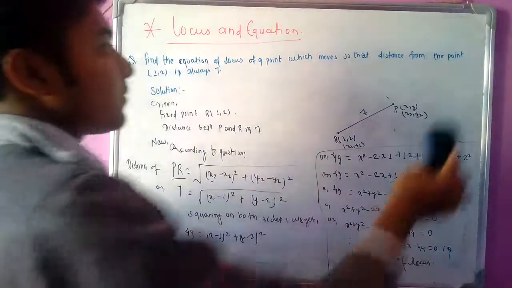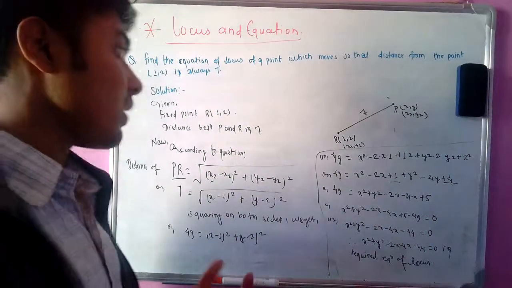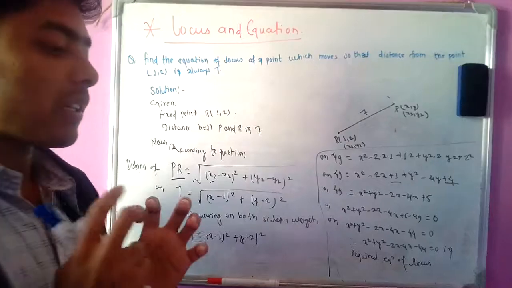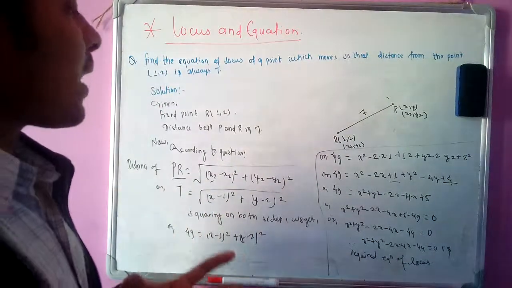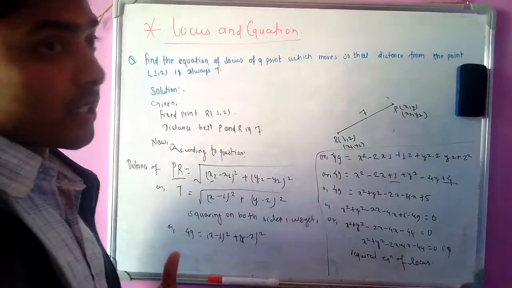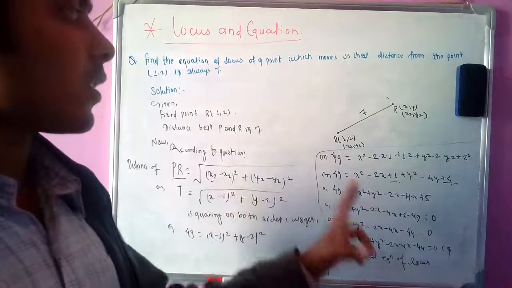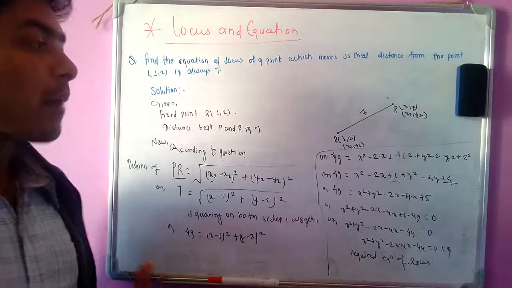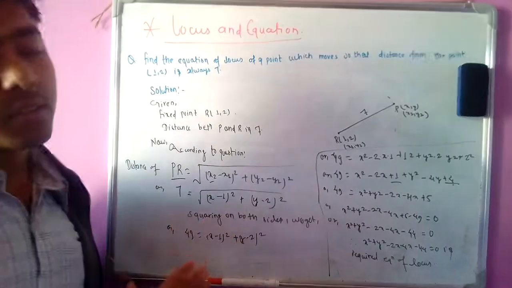I hope you can do problems related to locus easily if you understand these two or three things. We have to know the condition, and we have to let the moving point. Just let the moving point, and know the condition of the given question. After that we can understand it and solve in this way.